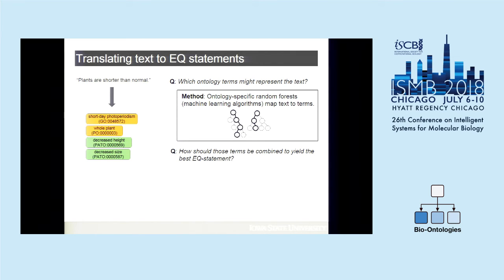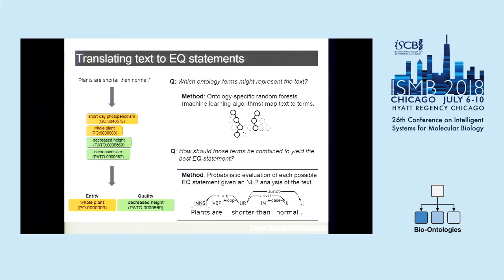Once we have this reduced set, we want to ask, how should those terms be combined to yield the best EQ statement? We want to assign the roles of entity and quality to the terms that are present in that subset. The method we use for this is to generate all the possible EQ statements you can form from that reduced set of ontology terms, and then probabilistically evaluate each of them with regard to a natural language processing analysis of the structure of the original text.